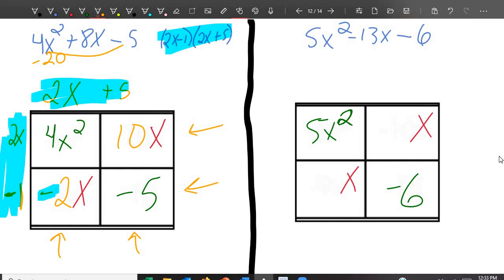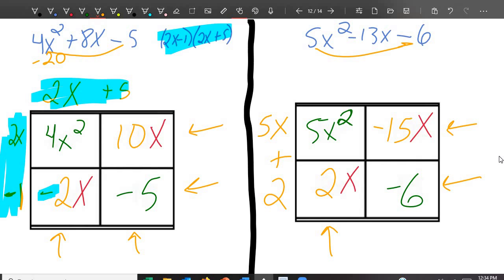And I've already done the hard part where I've multiplied those two together, which gives me a negative 30, and then I find the factors of negative 30 that add up to be negative 13. And we've already done this. It's going to be negative 15 and positive 2. So the first row, 5 and 15 are both divisible by 5, and then we're going to take out an x. This row, they're both divisible by 2, so we take out a 2, and it's a positive 2.